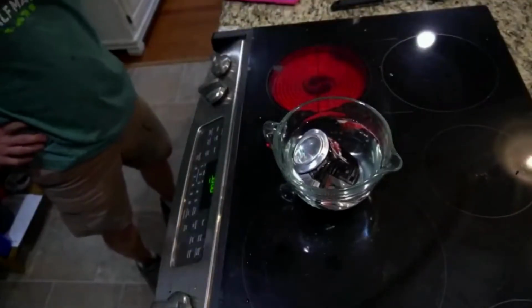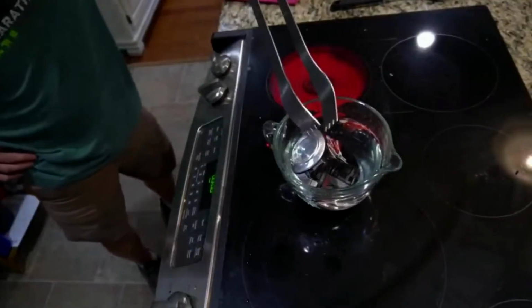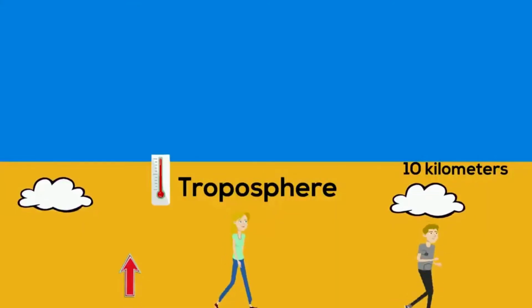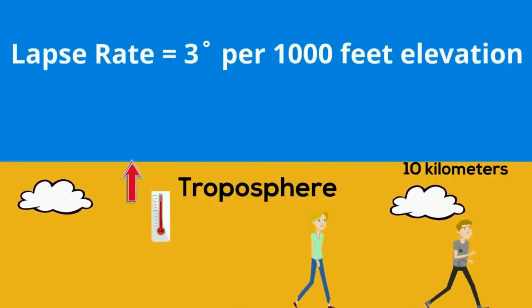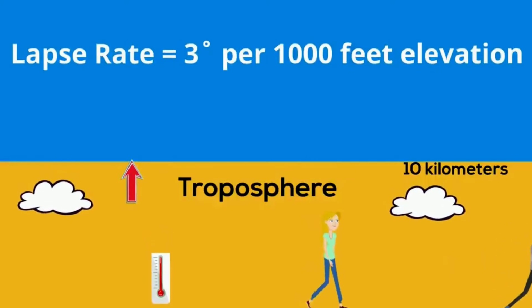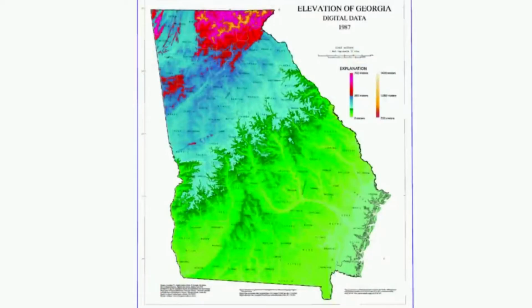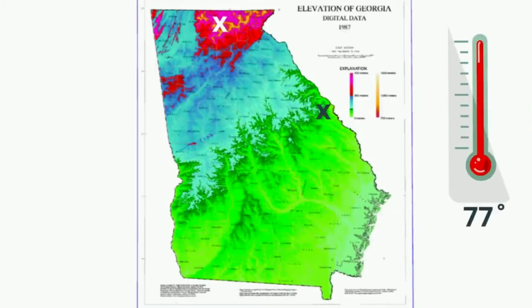As you go upward in the troposphere, the temperature drops. This is called the lapse rate, and the temperature drops 3 degrees Fahrenheit for every 1,000 feet in elevation. For example, in my state, Augusta, with an elevation of 136 feet, has an average high temperature of 77 degrees. And Blairsville is over 3,000 feet in elevation and has an average high temperature of 68 degrees.